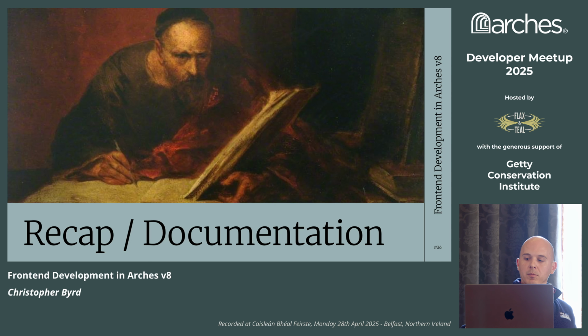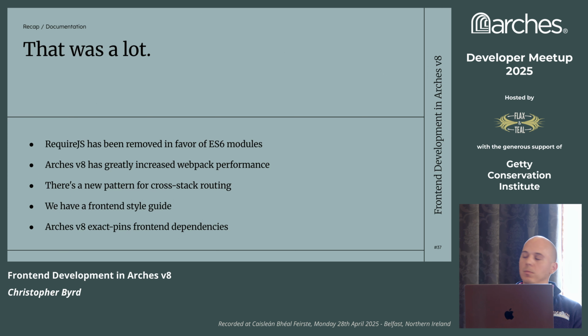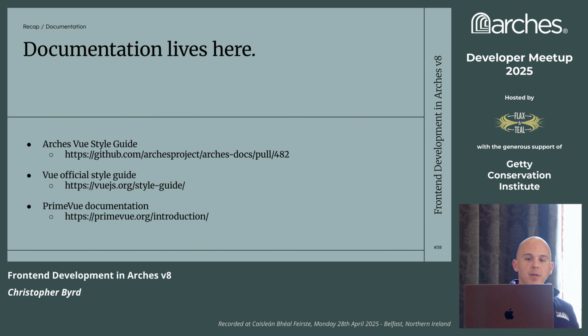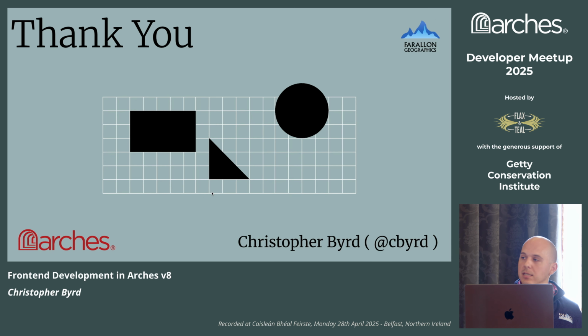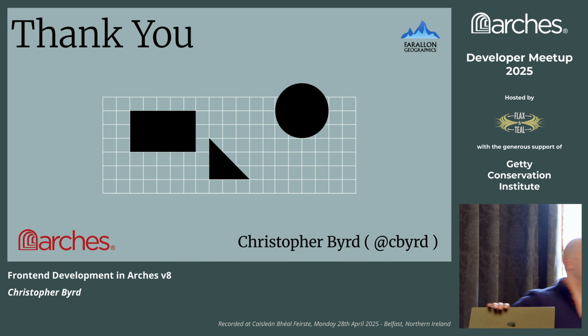All right. A little recap. In short, require.js has been removed in favor of ES6. Arches' V8 has greatly increased Webpack performance. There's a new pattern for cross-stack routing. We have a style guide, and we are going to exact pin our front-end dependencies from here on. We've got some documentation. It's there. Yay, go look at it. Really only one of them's ours. The other two, just look at them. It's the official Vue style guide and some PrimeVue documentation. And that's it. I won't be taking any questions. Thank you.